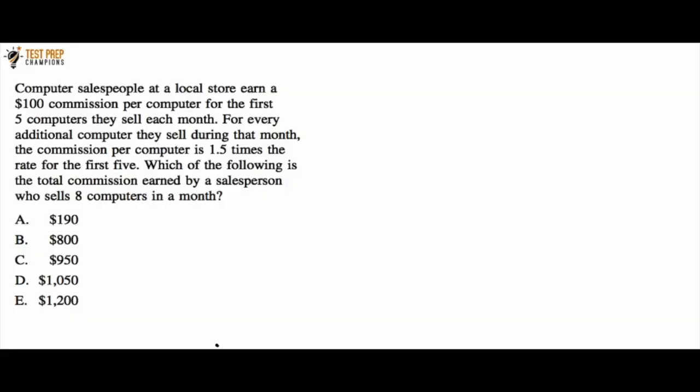Computer salespeople at a local store earn a $100 commission per computer for the first 5 computers they sell each month. For every additional computer they sell during that month, the commission per computer is 1.5 times the rate for the first 5. Which of the following is the total commission earned by a salesperson who sells 8 computers in a month? Is it A, B, C, D, or E?